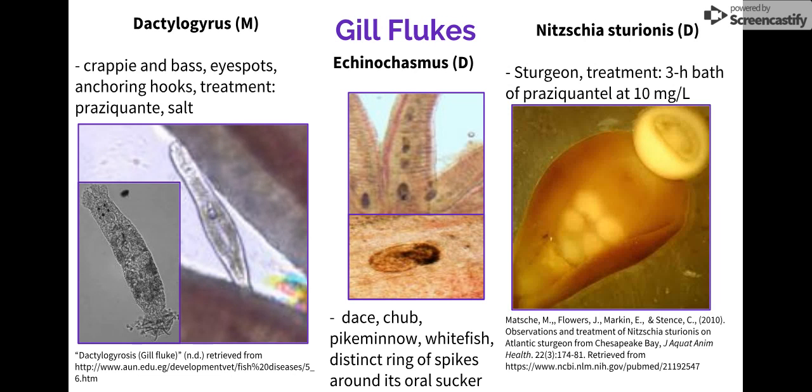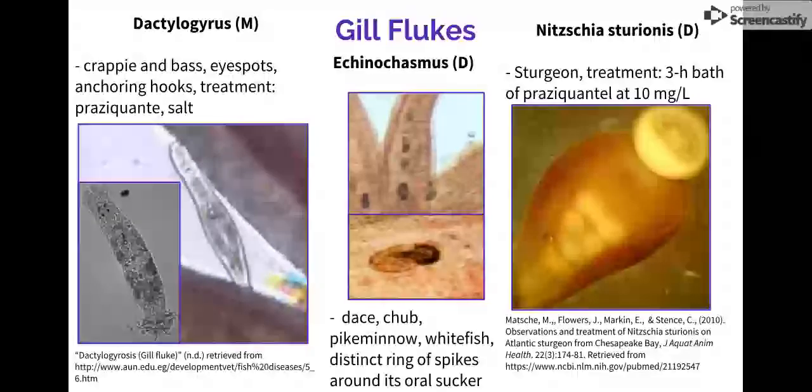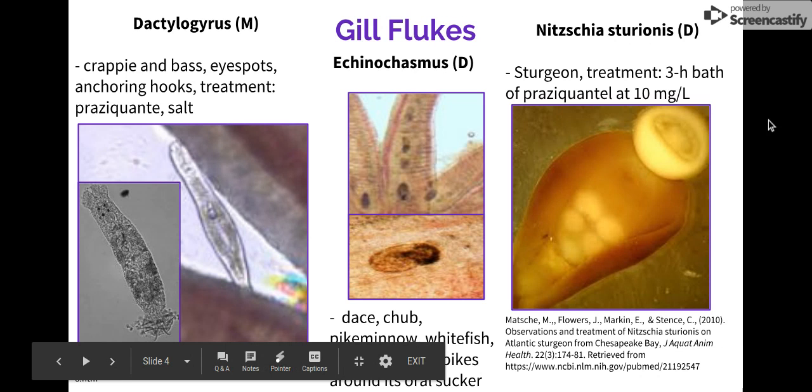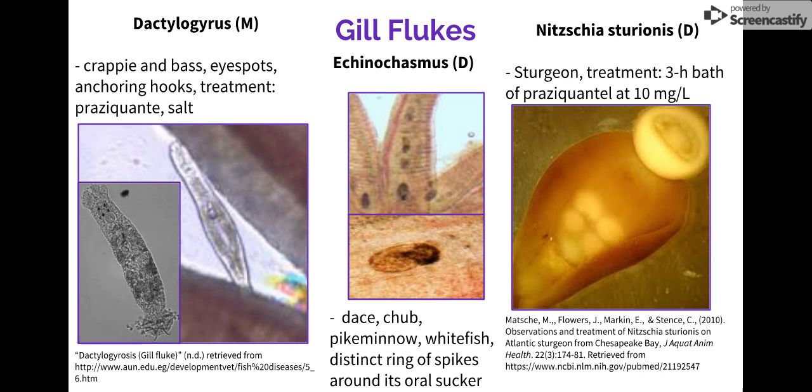This last gill fluke that we'll be talking about is Nitzschia sturionis, and that's another digenean. It's very common in the sturgeon, and it can be treated with a solution, a 3-hour bath of praziquantel at 10 milligrams per liter. This one is a lot bigger. These guys are very microscopic. This one's so much larger, sometimes you can even see it pretty easily with your naked eye.